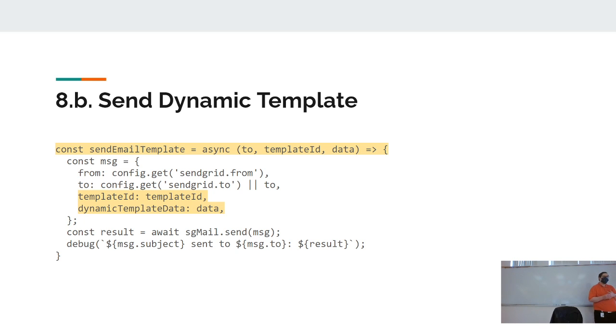How do we determine which template to use? Well, I'm just writing a function here. Okay. So template ID and data. When I call this, whoever called this would know. This function doesn't know. This function is just a simple, this is how you do it. So you put in the template ID and the data.